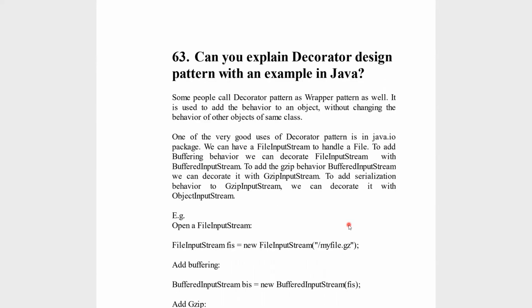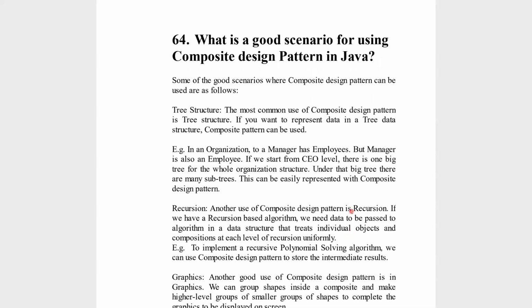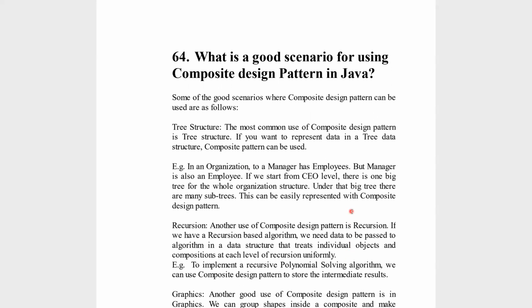So now let us go to a different question: what is a good scenario for using composite design pattern? Okay, first of all, what is a composite design pattern? It is something which represents data. That time you can use a composite design pattern. Suppose a tree structure, right? Binary tree, whatever tree you can take, it represents data.